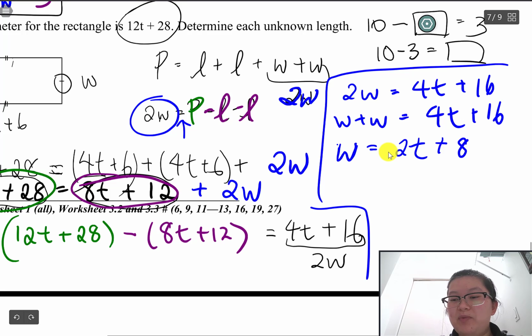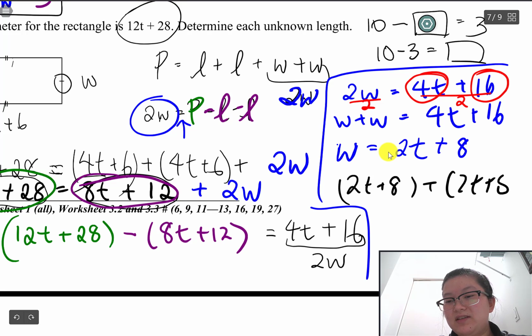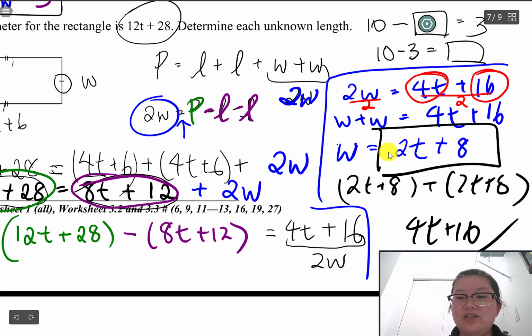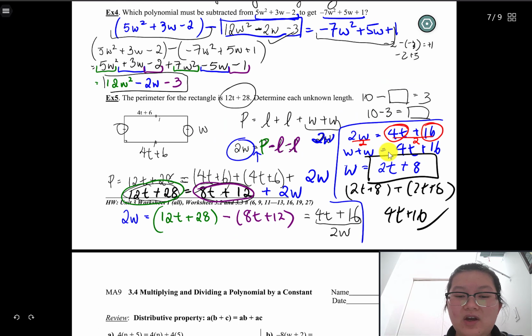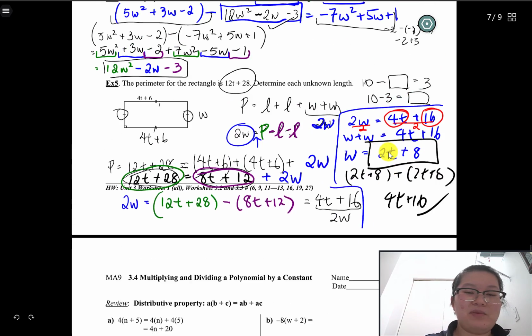If you did it the distributive property method, then you know that you have to divide both sides of the equation by 2, meaning you have to divide both the 4t and the 16, in which 4t divided by 2 is going to be 2t, and 16 divided by 2 is going to be 8. Okay? And of course, you can check 2t plus 8 plus 2t plus 8 is going to give me 4t plus 16. Okay, so the width is 2t plus 8. There you go. Okay, so hopefully that made a little bit of sense. I know we won't do distributive property until maybe a little bit later in this unit. In fact, maybe coming up next.